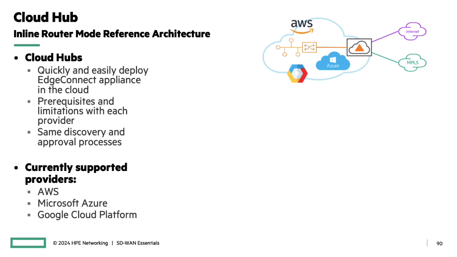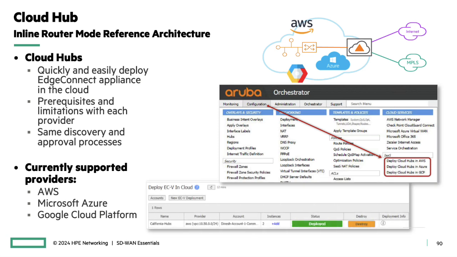There are certain prerequisites and limitations with each provider, and documentation on deployment for these providers may be found on our website. Access these deployments via the Infrastructure as a Service option in the orchestrator. And once deployed, the discovery and approval process are the same as any other appliance.